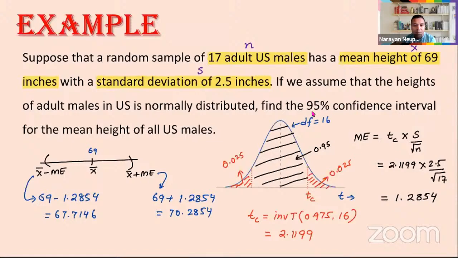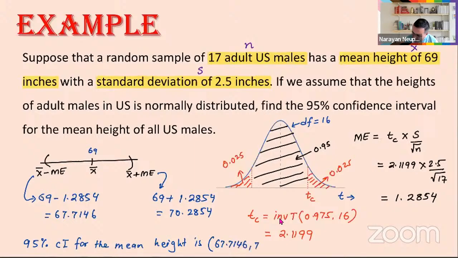So that means with 95% confidence, we can say that the mean height lies between these two values. So let's write that. The 95% confidence interval for the mean or the average height is from 67.7146 up to 70.2854 inches. The unit of height is inch. So that is the confidence interval, and we can say this with 95% confidence.